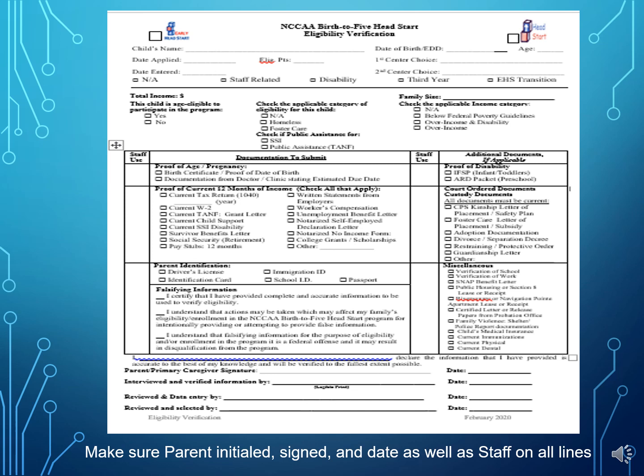When you have this form in the child's record that's been done for enrollment, make sure that all lines have a signature on them and it's dated.